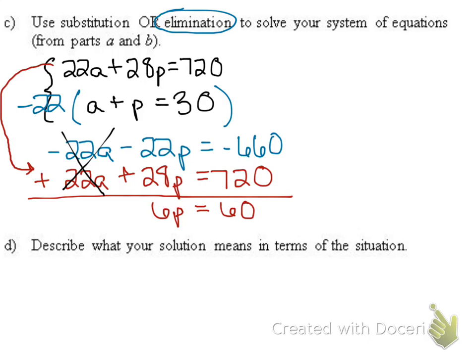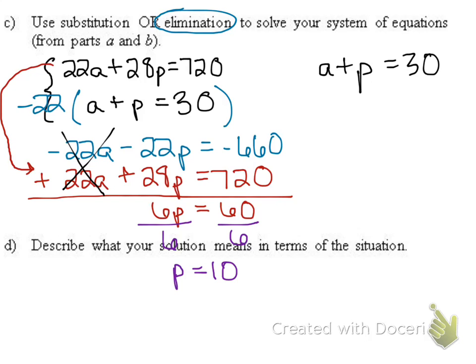So the final step to isolate P would be to divide both sides by 6. And so that gives us a result of P equal to 10. That's only half our solution. We still need to go find out how many apple trees Victor bought.